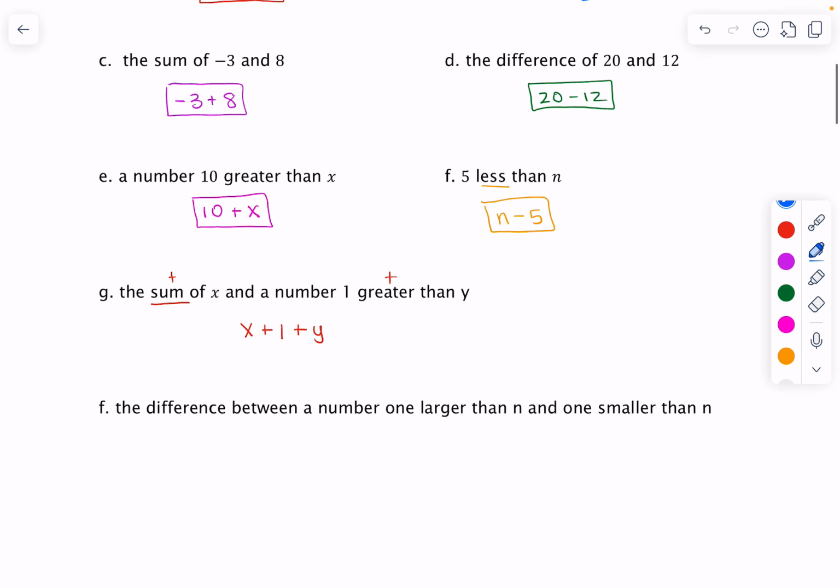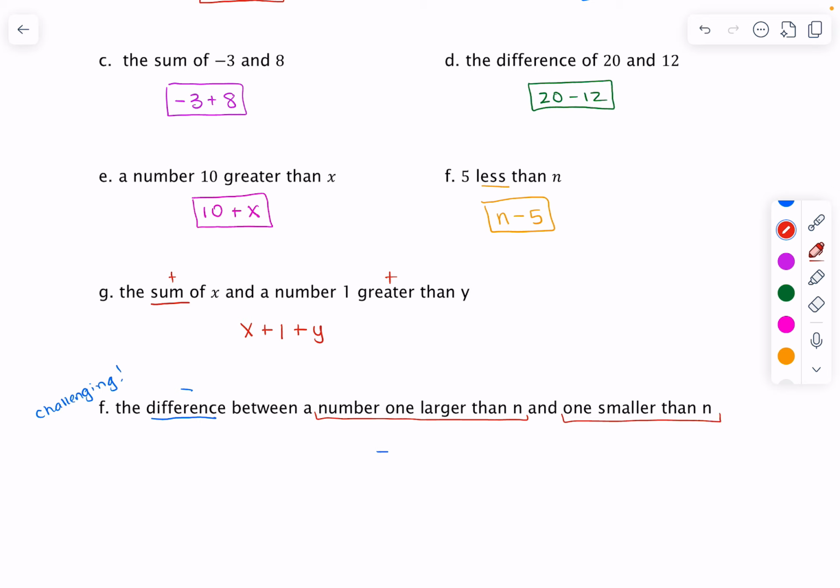For letter F, this one's a bit more complicated. This is challenging. So you know that even though I'm explaining it, you might still walk away feeling like, that one was pretty tricky. So the difference between a number 1 larger than n and 1 smaller than n. I see this first word difference and I think subtraction. So I'm going to have a subtraction sign. I'm going to write that down. What am I subtracting? I'm subtracting a number 1 larger than n and I'm subtracting a number 1 smaller than n.